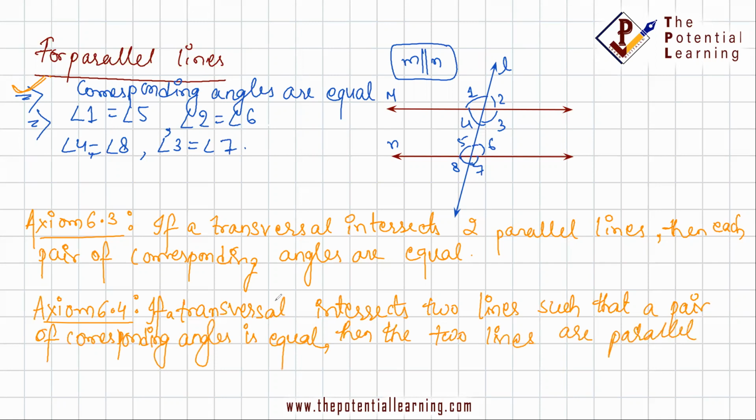So in the previous one we knew that two lines are parallel, then we stated that the pair of corresponding angles are equal. Now in this converse axiom we will be saying that if a transversal intersects two lines such that a pair of corresponding angles is equal, then the two lines are parallel to each other. So in this way we have two statements which we will be further using in our proofs. Okay, moving on to the theorem.